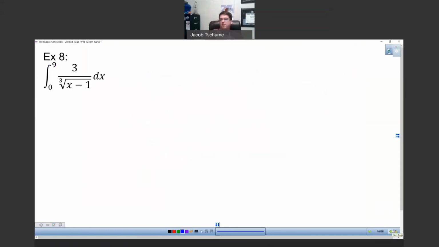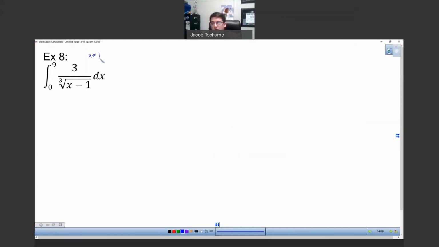All right, what about number 8? What is the integral from 0 to 9 of 3 over the cube root of x minus 1 dx? So this is the worst case scenario, I would probably say, because if you look at the bottom of your original function, the number that cannot be plugged in is the number 1. Because if you plug 1 into the denominator, you will get an undefined function.